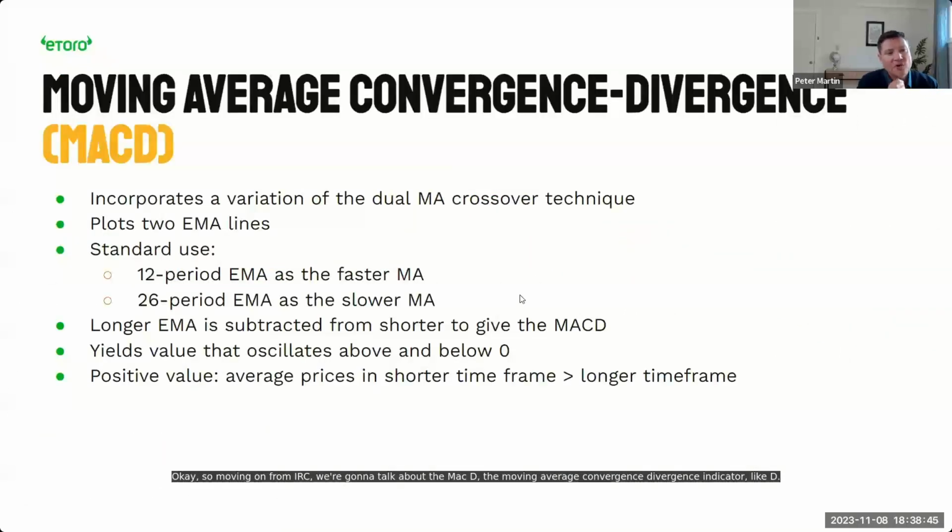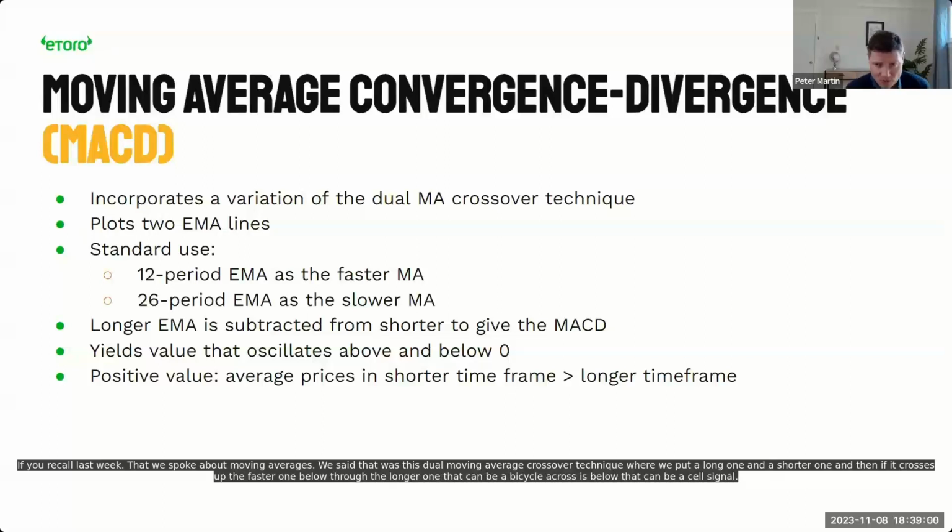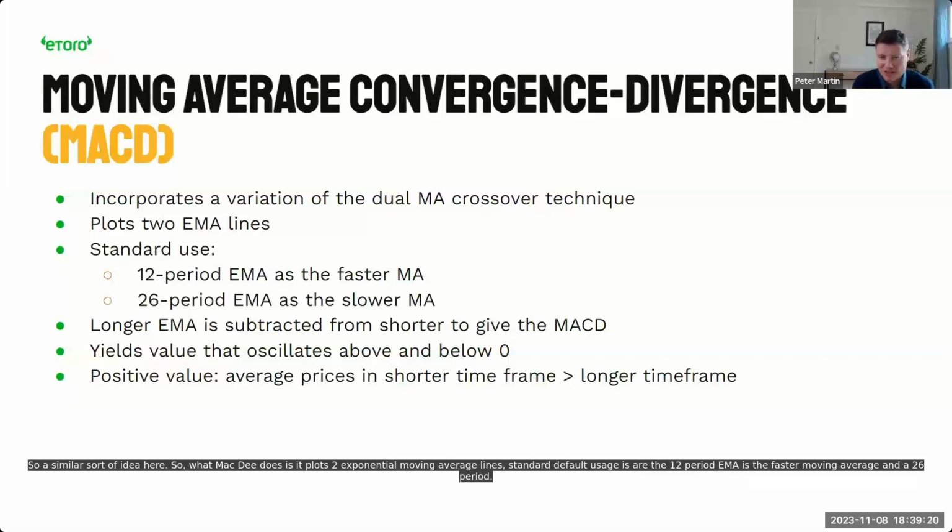Okay, so moving on from ROC, we're going to talk about the MACD, the Moving Average Convergence Divergence indicator. This moving average convergence divergence incorporates two moving average lines. So it's like a variation. If you recall, last week we spoke about moving averages, and we said there was this dual moving average crossover technique where we put a longer one and a shorter one. If the faster one crosses up through the longer one, that can be a buy signal. If it crosses below, that can be a sell signal. So it's a similar sort of idea here.